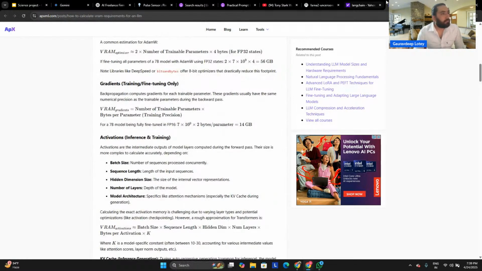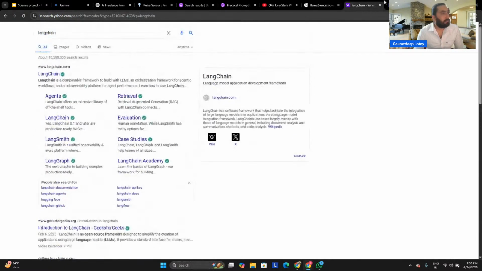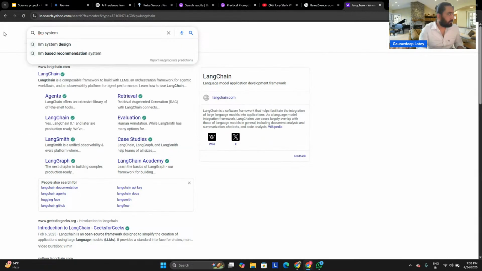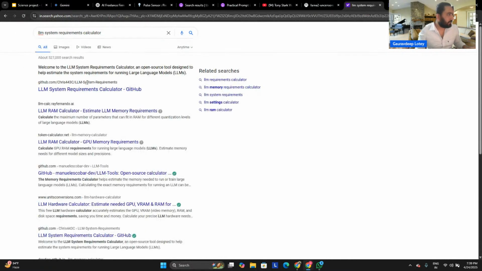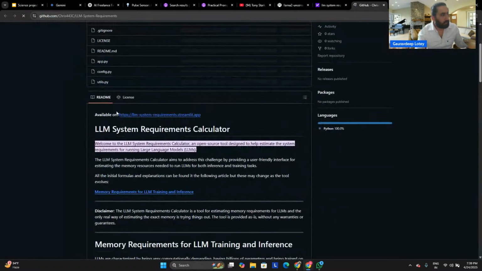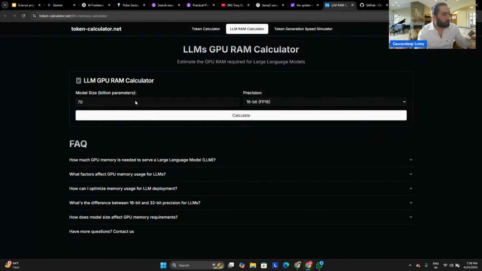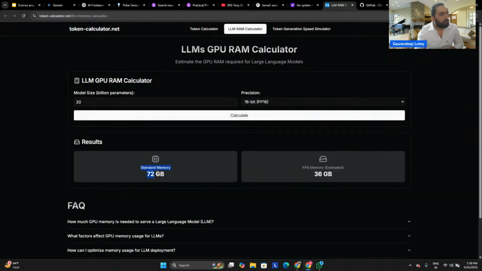In fact, even if you do not want to do this mathematics, search for an LLM system requirements calculator, GitHub पे एक repo है. Even if you do not want to run this repo, this site can do the work for you. कितने बिलियन का पैरामीटर चलाओगे? मान लो 30 बिलियन चलाना चाह रहे हो, 16 बिट पे कैलकुलेट, 72 GB मेमोरी लगेगी, FP8 में 32 GB मेमोरी लगेगी. So there are many web pages which can help you find whether you can run it locally or not.